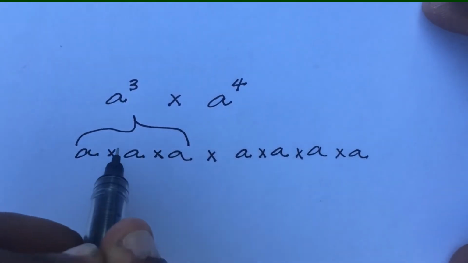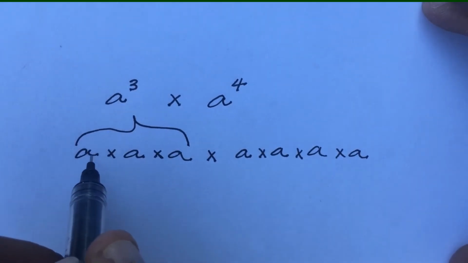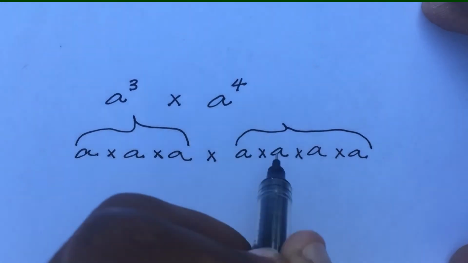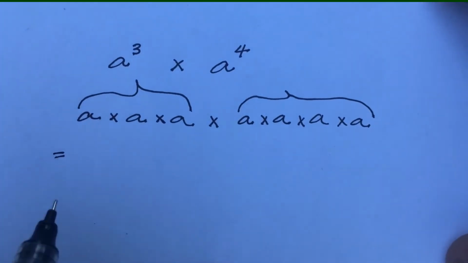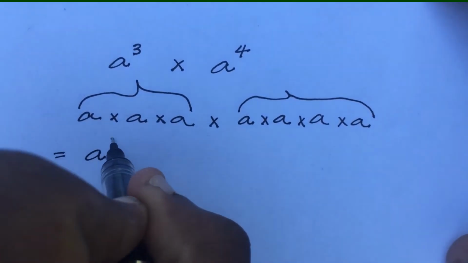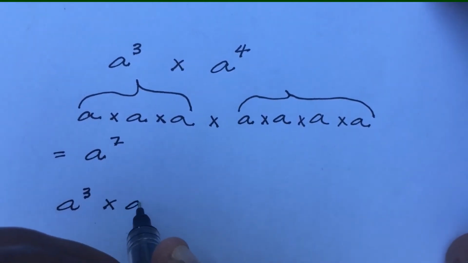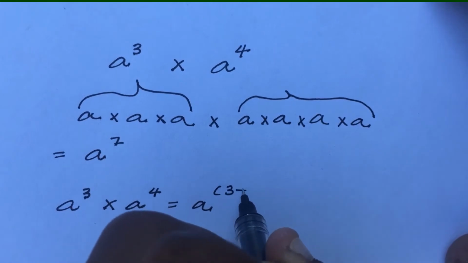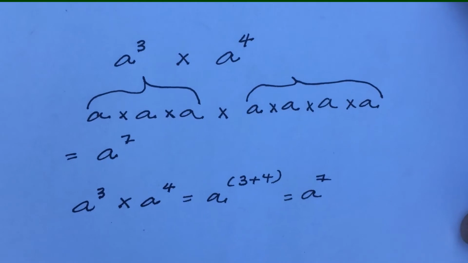this is the expanded form of a to the 3rd. So I'm multiplying a by itself 3 times, 1, 2, 3. And this is the expanded form of a to the 4th, 1, 2, 3, 4. How many a's would I have had together? 1, 2, 3, 4, 5, 6, 7. So I'm going to get a to the 7. So a to the 3rd times a to the 4th is equal to a to the 3 plus 4, which is a to the 7. Easy cheese, don't it?